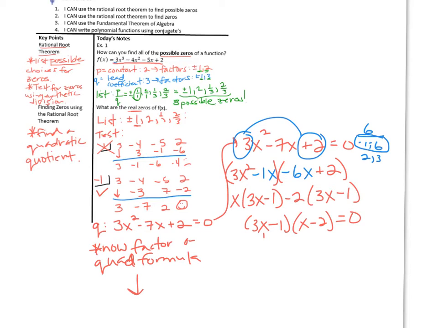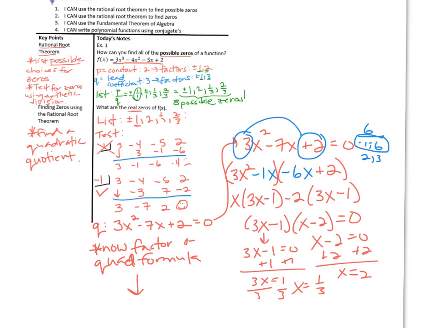But to solve, we need to set them equal to 0. So, add 1 and divide by 3. X equals 1/3. And then for the other one, this one's easy. Just add 2. We get x equals 2.